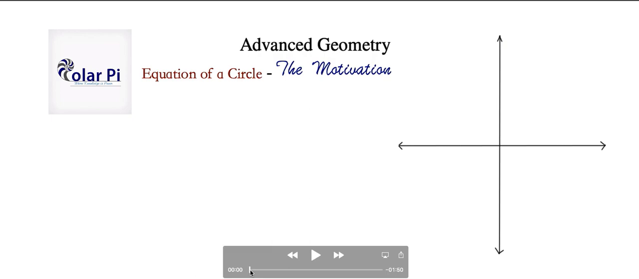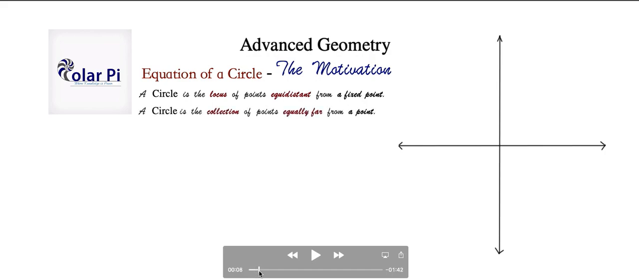So a very formal definition of what a circle is, is that it is the locus of points equidistant from a fixed point. Perhaps the words locus and equidistant obscure the definition, so why don't we make them simpler like this? A circle is the collection of points equally far from a given point.